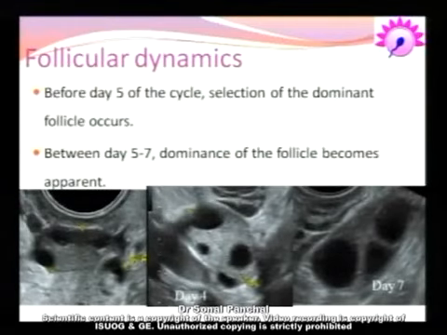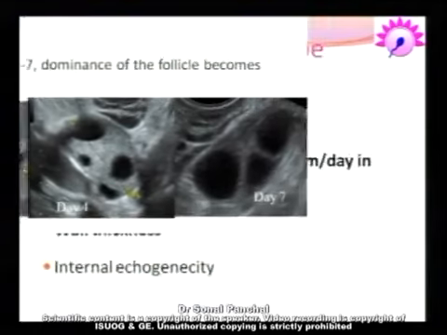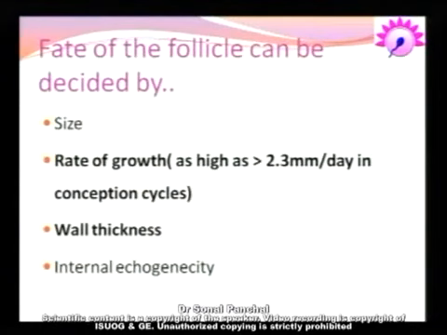Before day 5 of the cycle, the selection of the dominant follicle occurs, and between day 5 and 7, the dominance of the follicle becomes apparent even on ultrasound. The fate of the follicle, as to which follicle is going to become atretic and which one is going to grow to dominant and rupture, depends on 4 things: size, rate of growth, wall thickness, and internal echogenicity. But I would depend more on the rate of growth and the wall thickness.